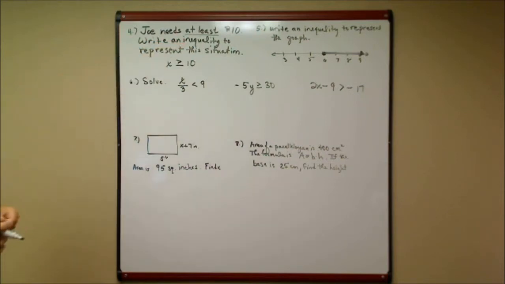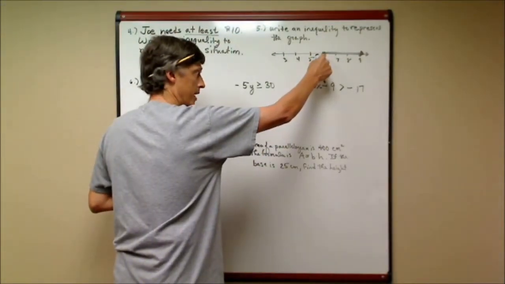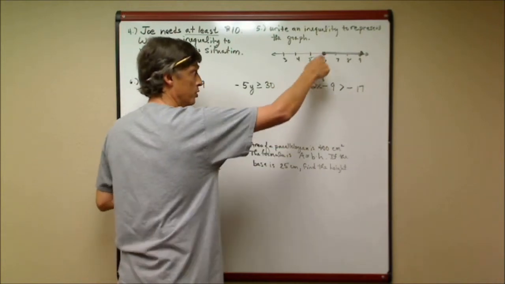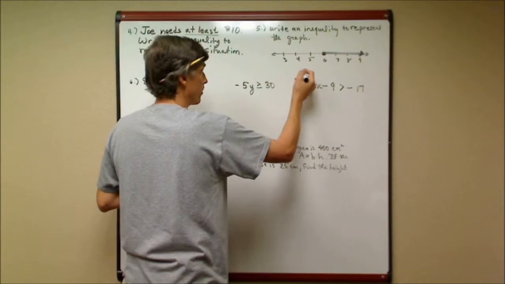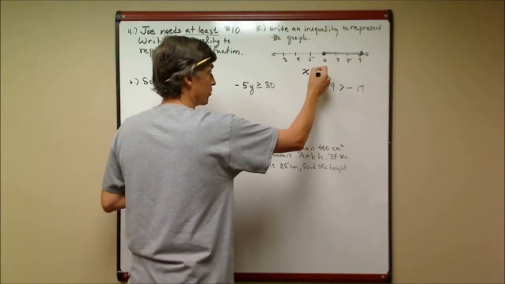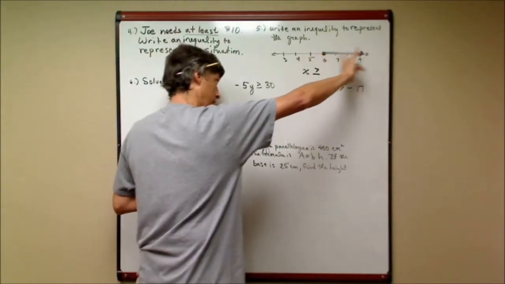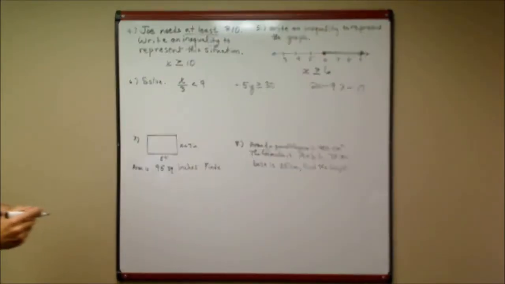Problem number 5 here says write an inequality to represent the graph. Now remember, if it's a filled in dot, it has the equal to, but if it's an empty dot, it doesn't have the equal to. This is a filled in dot. So I'm going to use the variable x, and I'm going to write greater than or equal to. Equal to because of the filled in dot, greater than because I'm shading to the right, and I'm looking at 6. x is greater than or equal to 6.